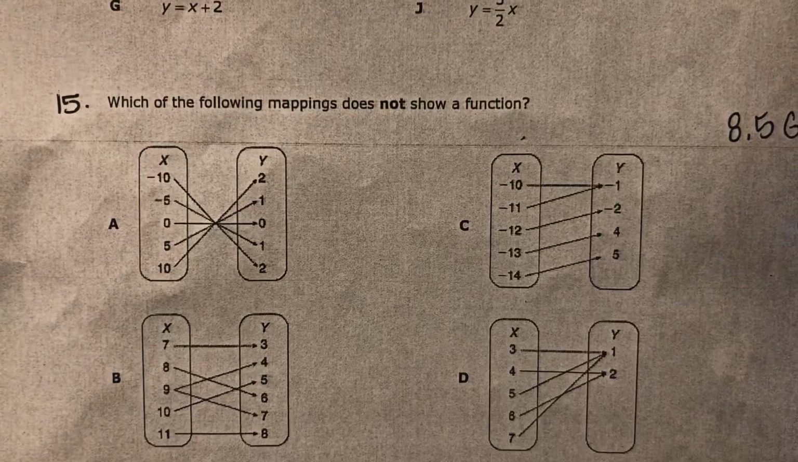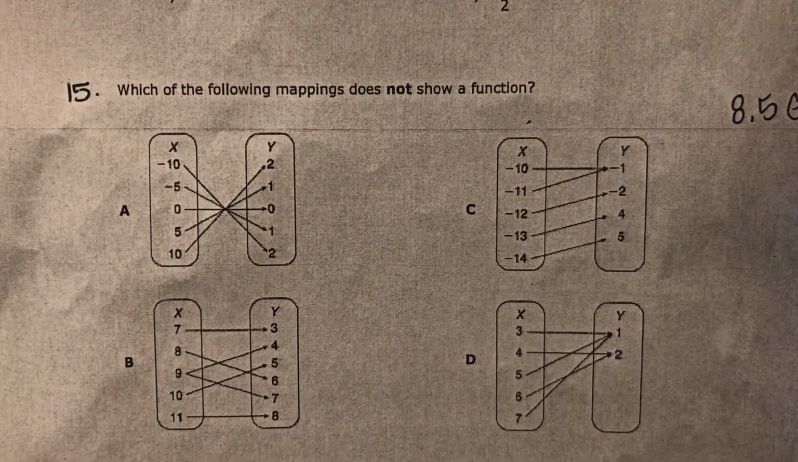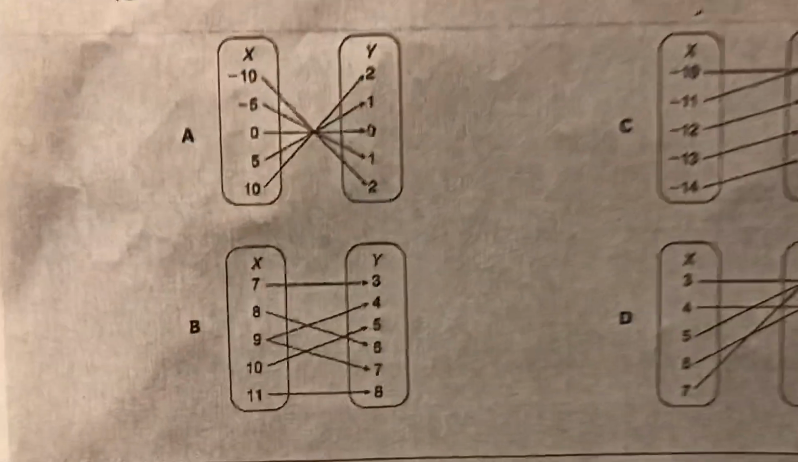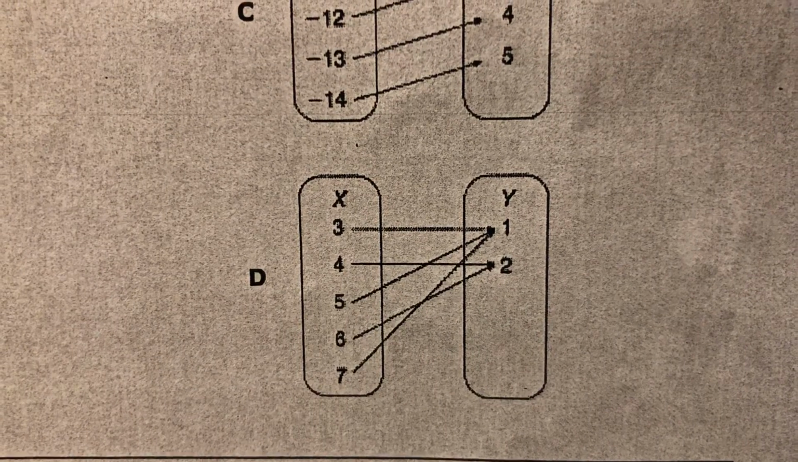15. Which of the following mappings does not show a function? A, B, C, D.